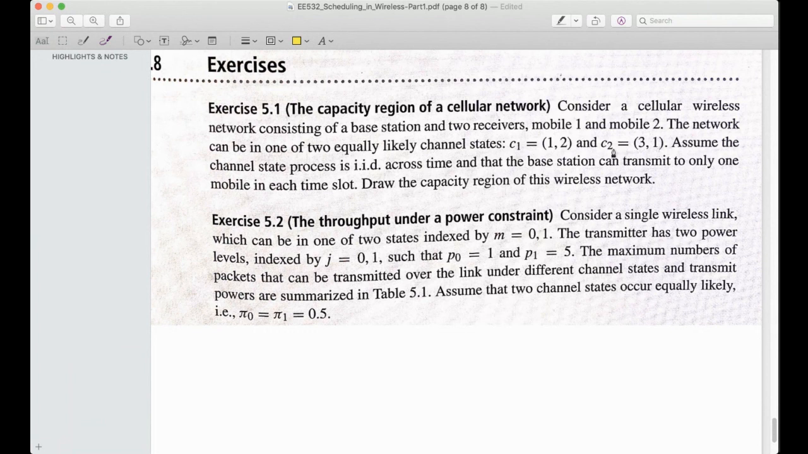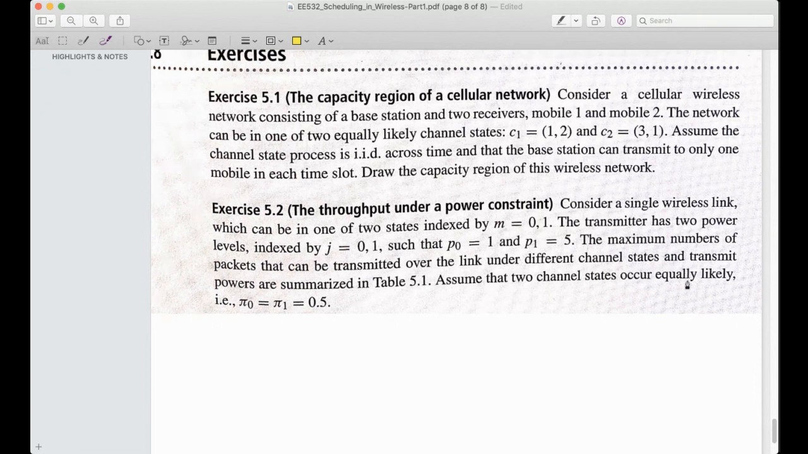Now, let's see. In state 2, user 1 is enjoying a much higher rate, 3 times as high as the rate achieved by user 2. And in state 1, user 2 enjoys a rate twice as big as the rate achieved by user 1. So it makes sense for a policy to give priority to user 1 in state 2 and user 2 in state 1. Let's see if that's going to happen with max weight.